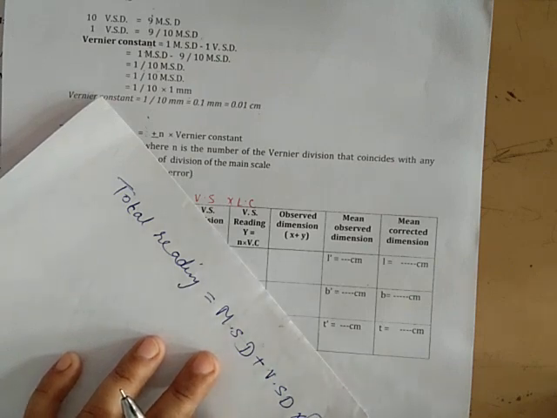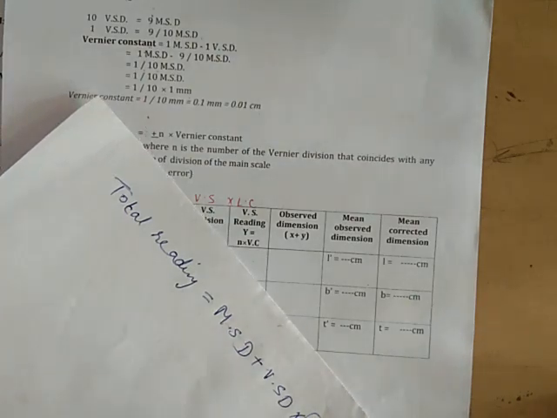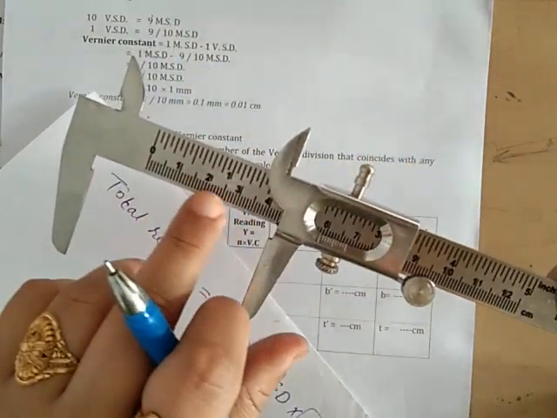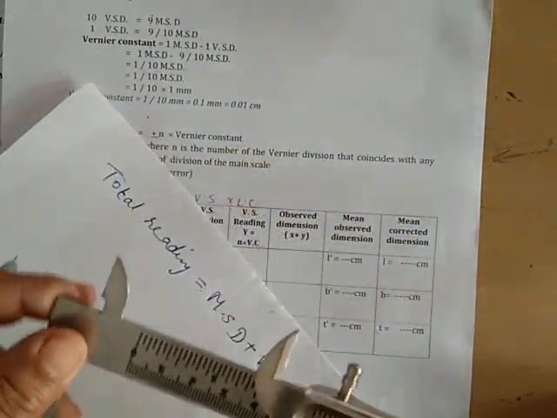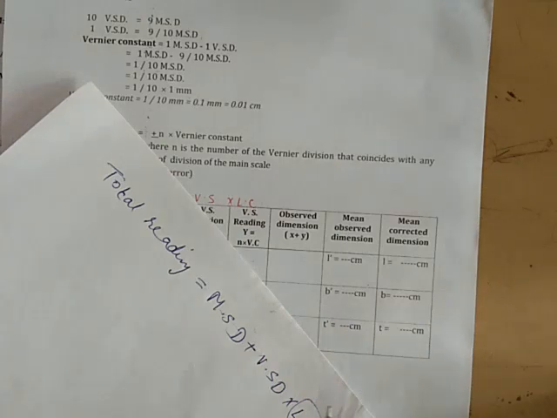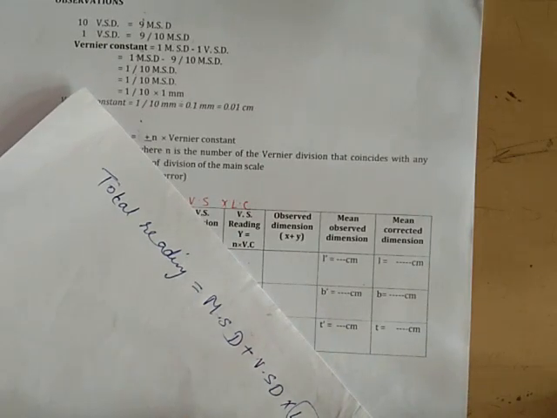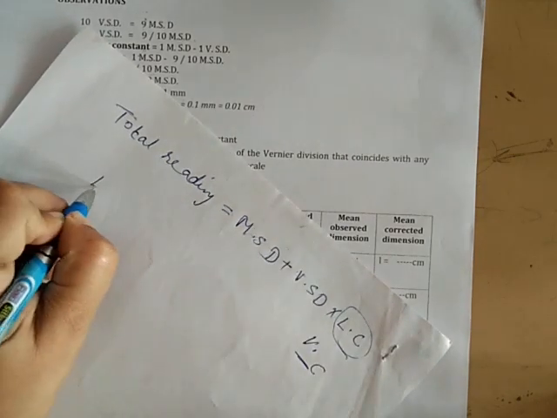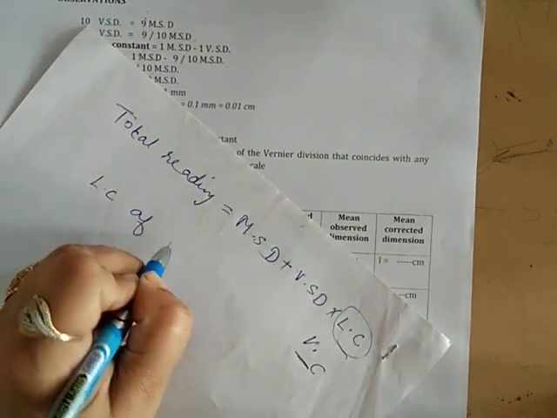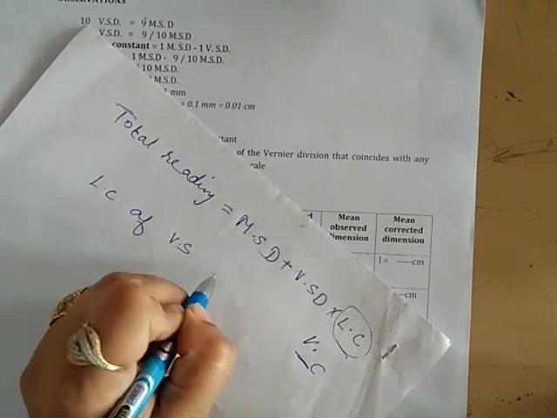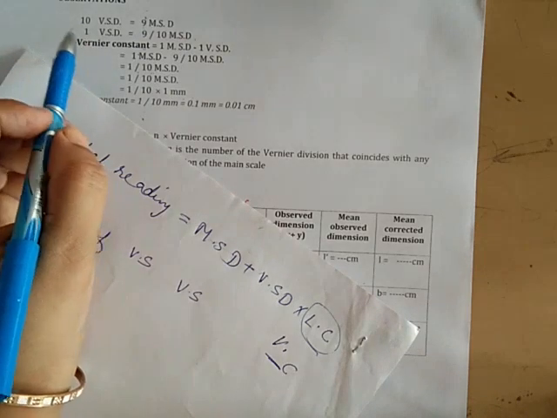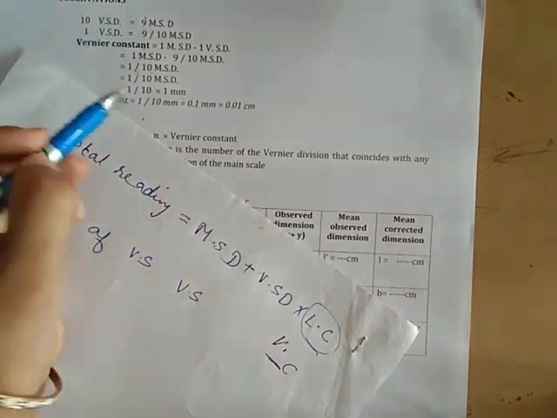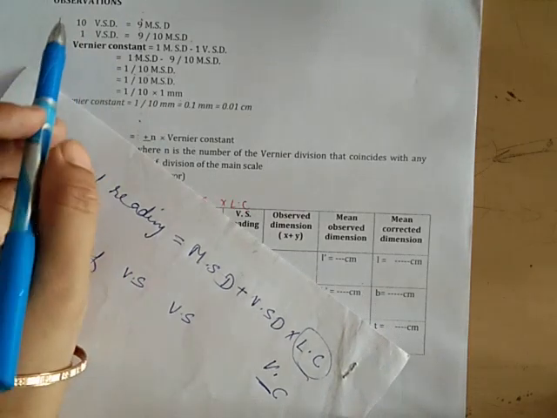Main scale is in centimeter. You can see main scale is in centimeter and vernier scale is also marked. Least count of vernier scale is called as vernier constant. So we can find the least count of vernier caliper.